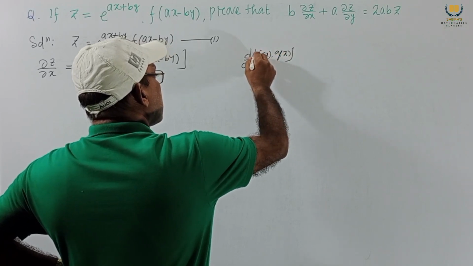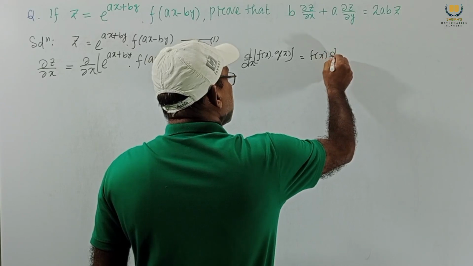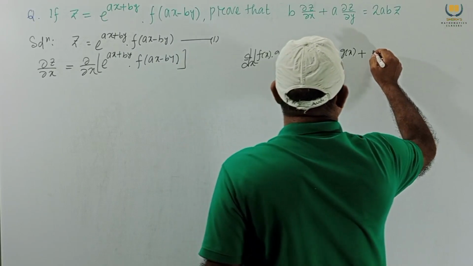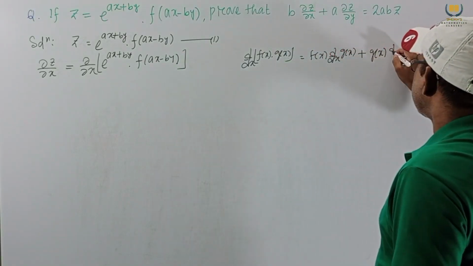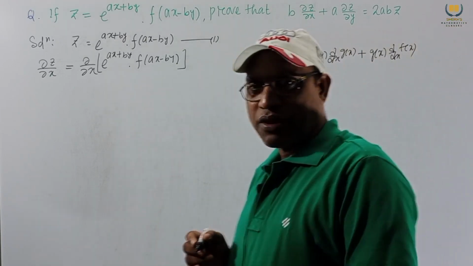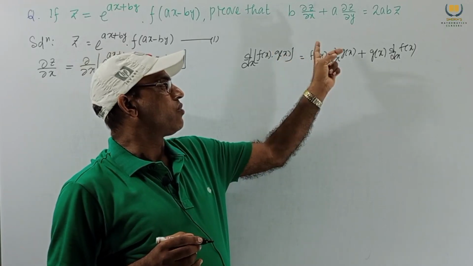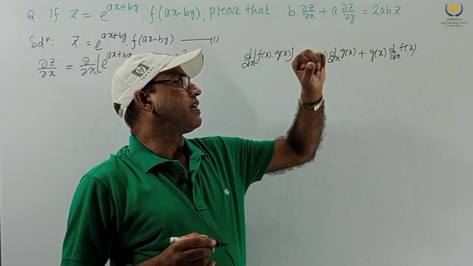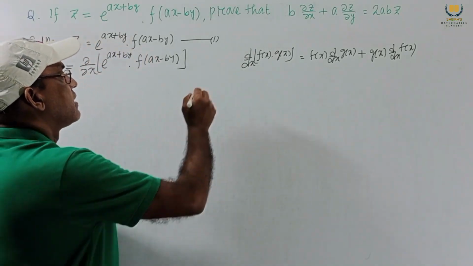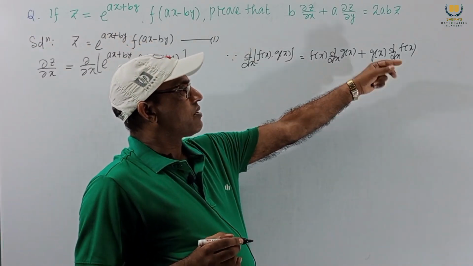This is the product rule. First function d/dx of second plus second function d/dx of first. Some teachers write it as uv, u into v, u d/dx of v, v d/dx of u. I have written this as f(x) and g(x) in our formula. First function d/dx of second, second function d/dx of first.